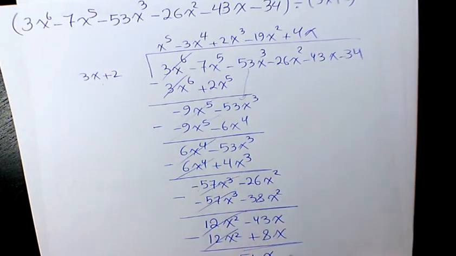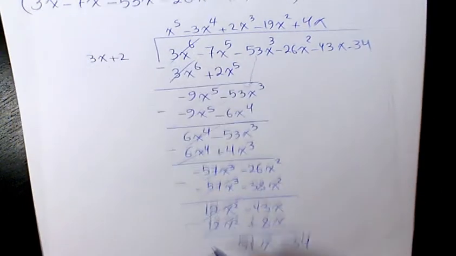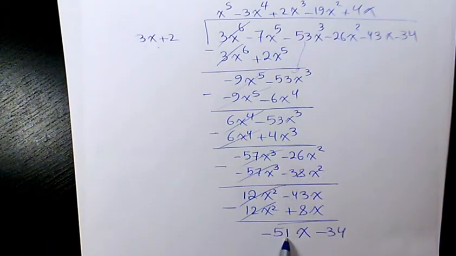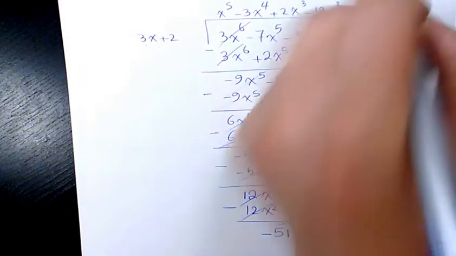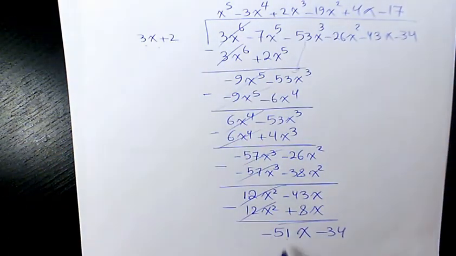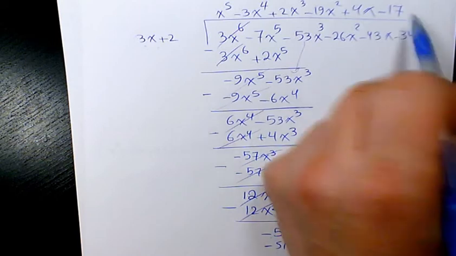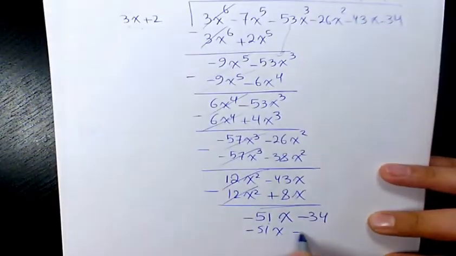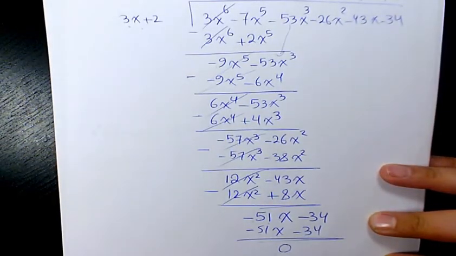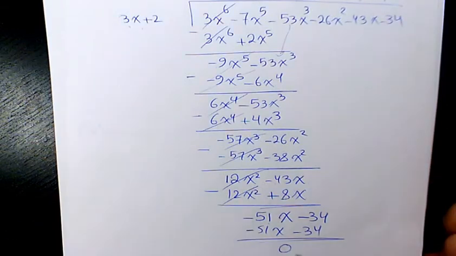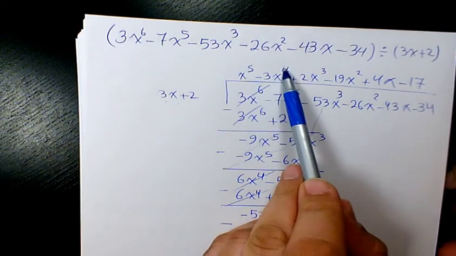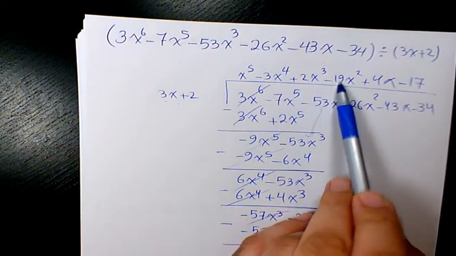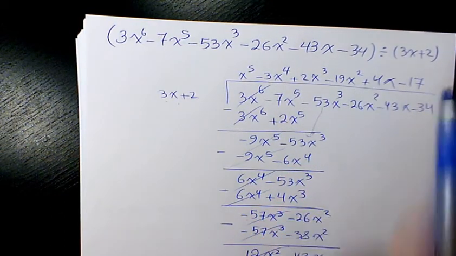And the final number down, negative 34. Now I can say negative 51x divided by 3x, that will be negative 17. Negative 17 times 3x, negative 51x. Negative 17 times 2, negative 34. When you subtract it, that's going to be 0. So the remainder is 0, and the quotient is x to the power of 5 minus 3x to the power of 4 plus 2x cubed minus 19x squared plus 4x minus 17.